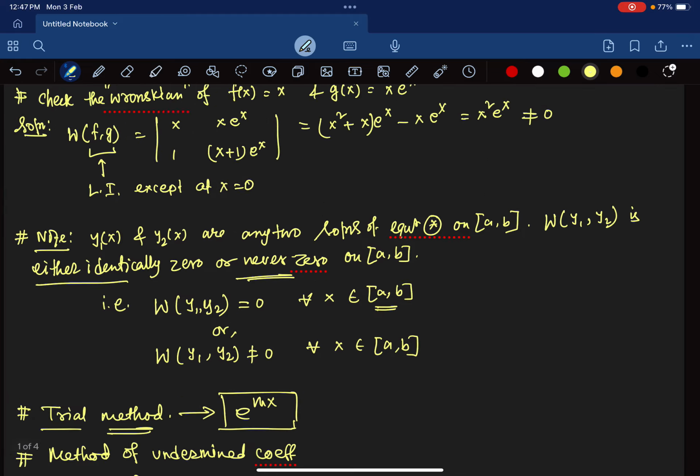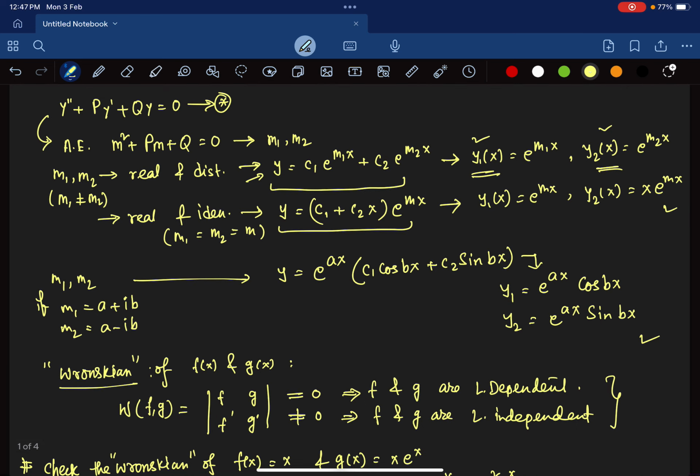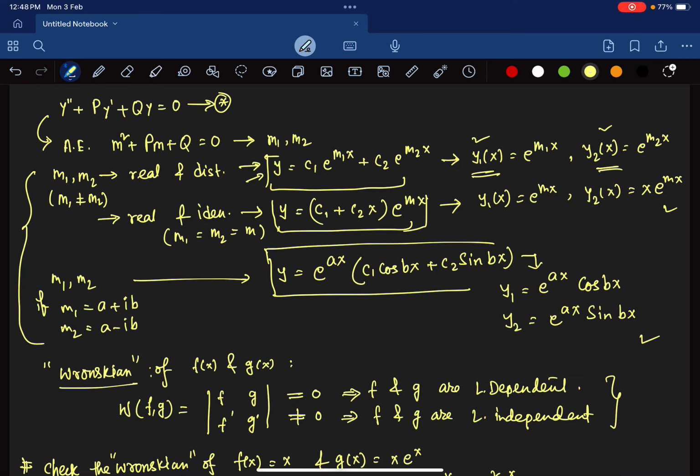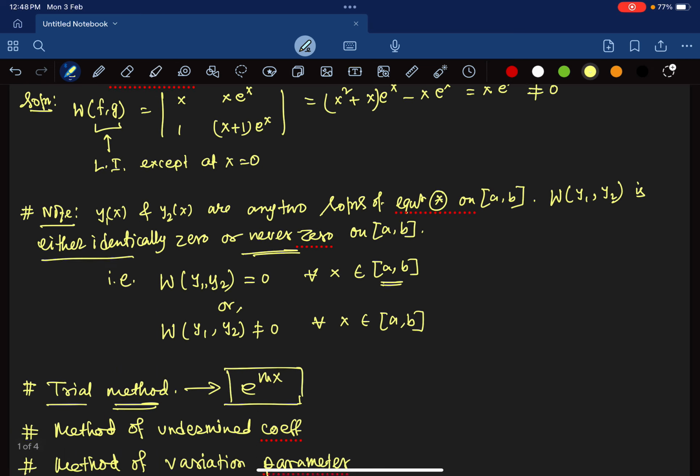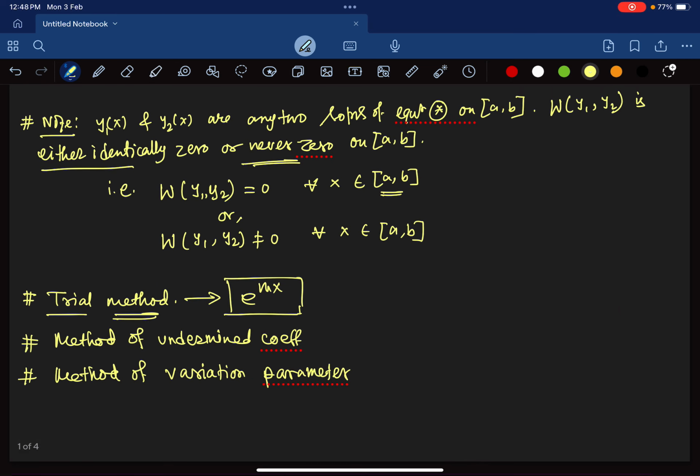Here, these three results are very important. If m values are real and distinct, you have this one as the general solution. If real and identical, then this one is the general solution. If complex numbers, then this one is the general solution. Okay, so we're going to the next slide.